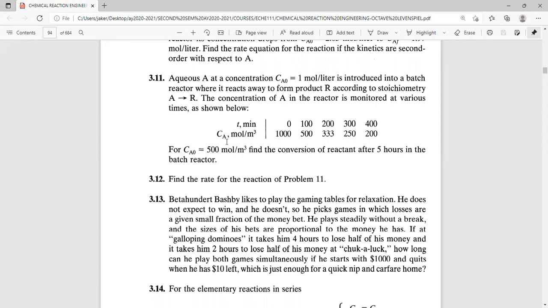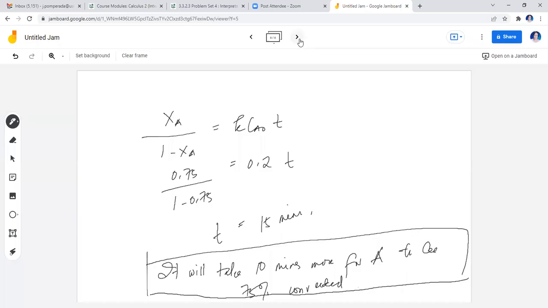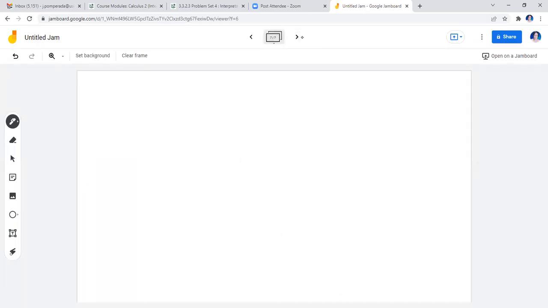Thank you, Josh. So this is your problem. It's giving you the T and the CA pair of data. So we can try using here the empirical rate equation, without having to guess and test. We'll write first our given information. So this is 3.11. You're given the reaction, this is A being converted to R.